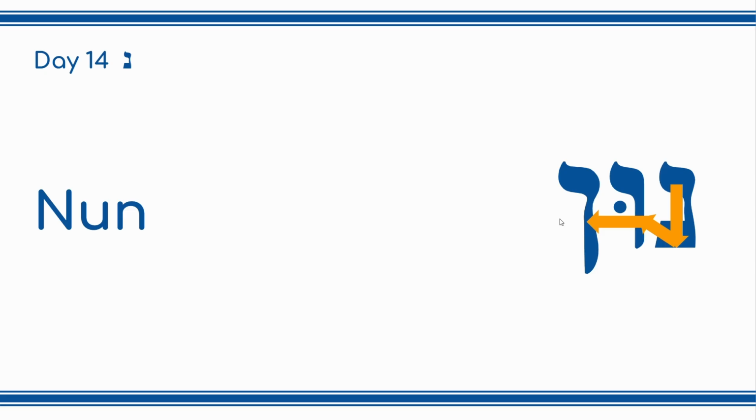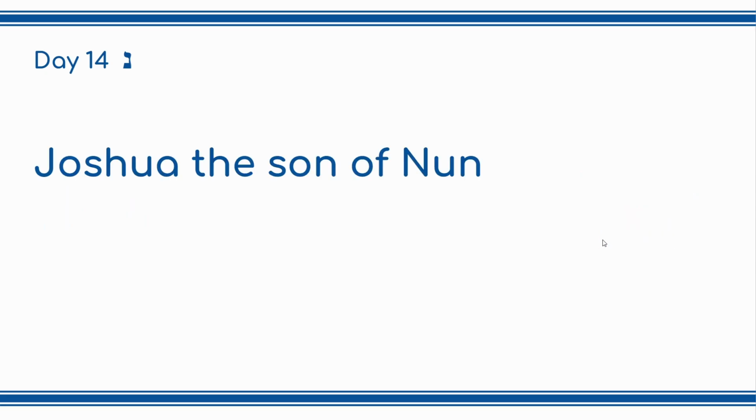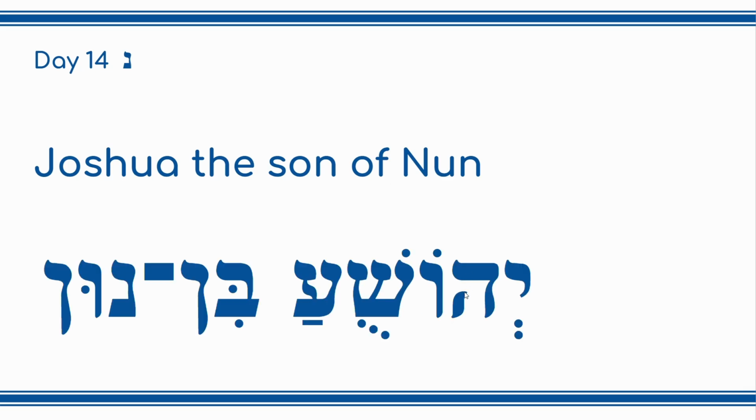This word is actually a name. You may have heard Joshua, the son of Nun. Many people pronounce this as Nun at the end here, but it's not Nun, it's Noon. So Joshua, the son of Noon. This is how you would say it. So whenever you see this part, like when you're reading your Bible, don't say Nun, say Noon.